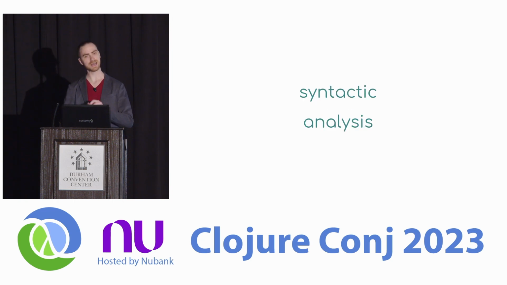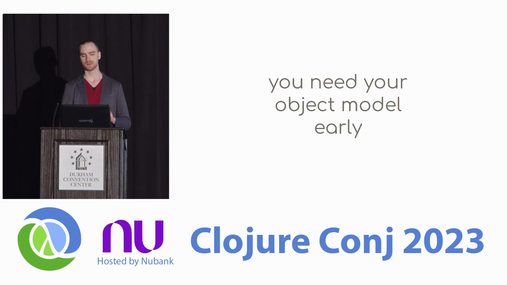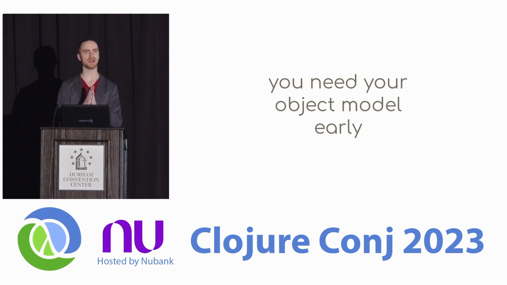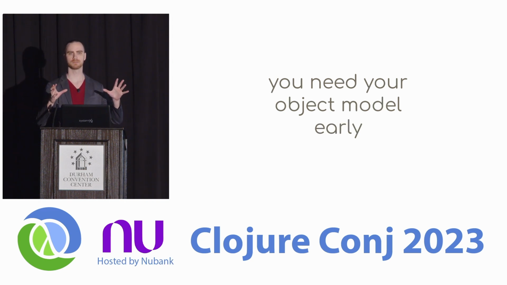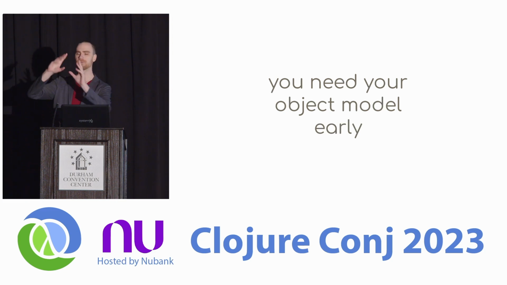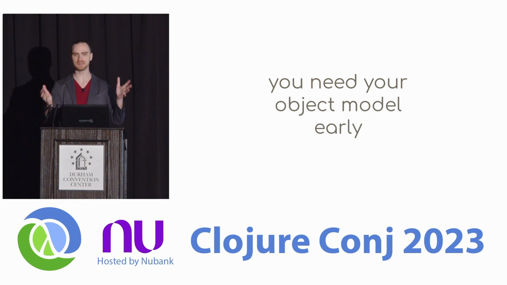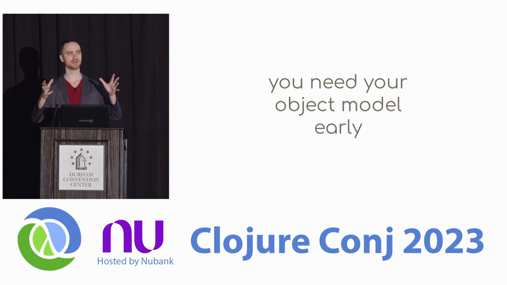Now, for syntactic analysis, I don't have much to say here, except for you need your object model early. And this may be surprising if you haven't thought about the way that Clojure works or is built. Now, I talked about how that parse tree is just Clojure data. But that means that after you've done your tokenization, which is fine and could just be an internal compiler representation, you already need a way to represent lists and maps and strings and vectors and everything like that in your runtime, because that's your parse tree.